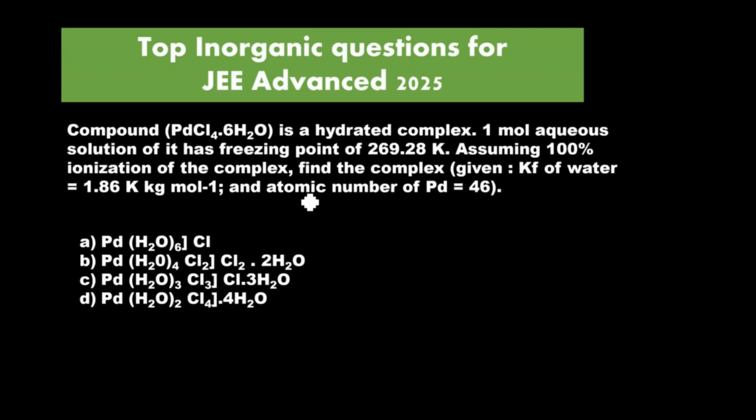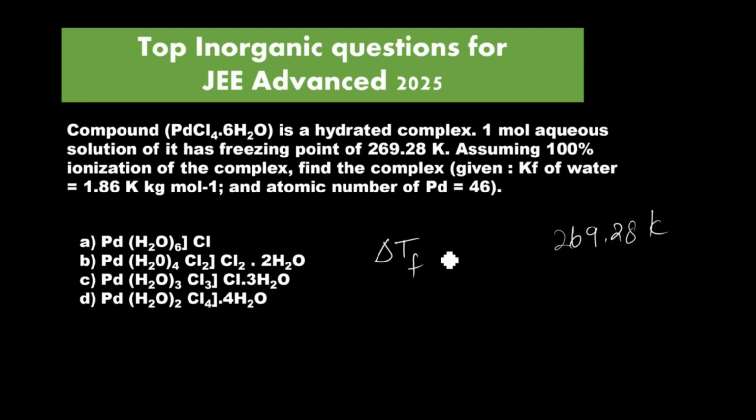This question is related to our solutions and colligative properties chapter as well. See this question. This is a hydrated complex. One mole of its aqueous solution has freezing point 269.28 Kelvin. Assuming 100% ionization of the complex, find the complex. From the given options, we are going to find the complex. How can we find it? All of these have the same number of water and chlorine, right?